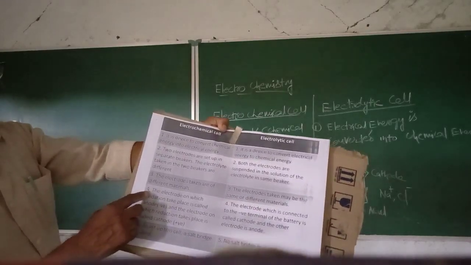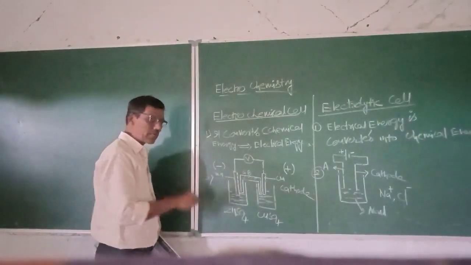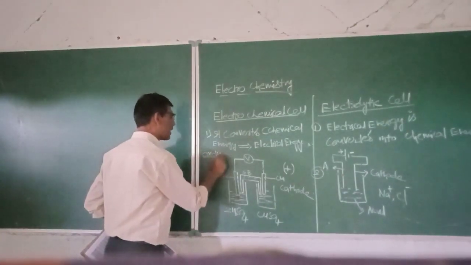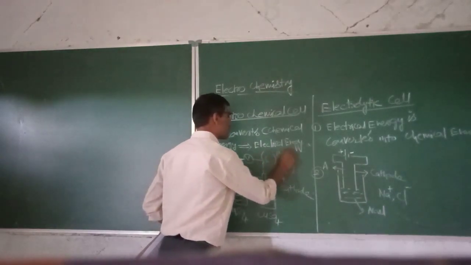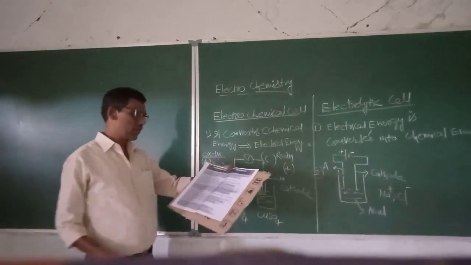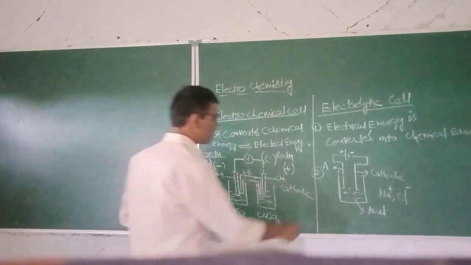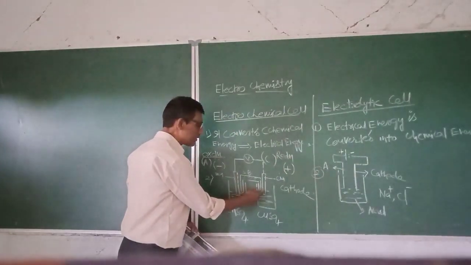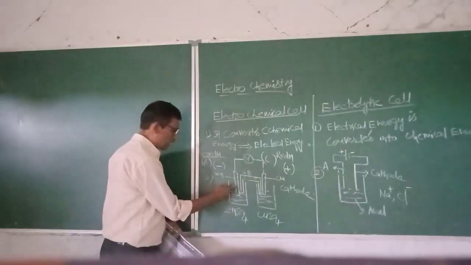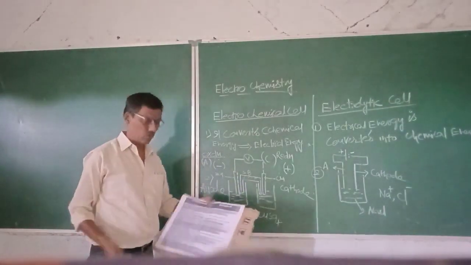The fourth point: the electrode on which oxidation takes place is called the anode. At this half cell, oxidation takes place. We'll go into that in detail after some time. This is called the anode compartment, and this is called the cathode compartment, where reduction takes place. Whereas in the electrolytic cell, the electrode connected to the negative terminal of the battery is called the cathode. In the galvanic cell, the electrode where reduction takes place is called the cathode, and the electrode where oxidation takes place is called the anode.